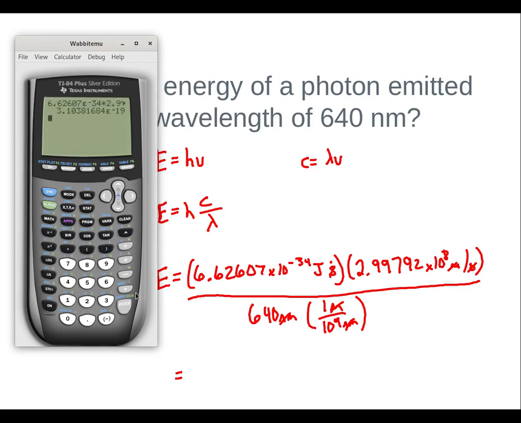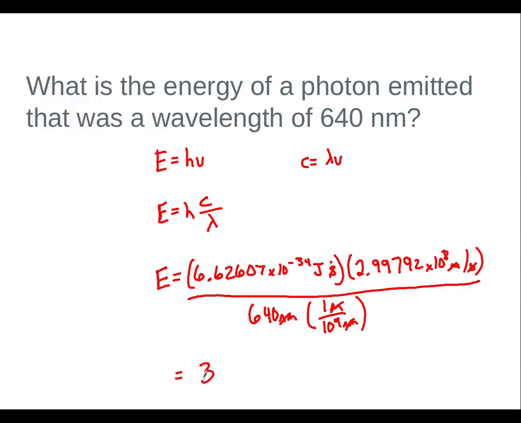And I get that this is a very small number, but we are talking about the energy of a single particle of light. I'd only have two significant figures because I've written 640 nanometers. So it's just 3.1 times 10 to the negative 19th joules.